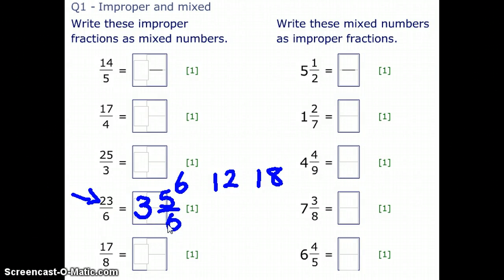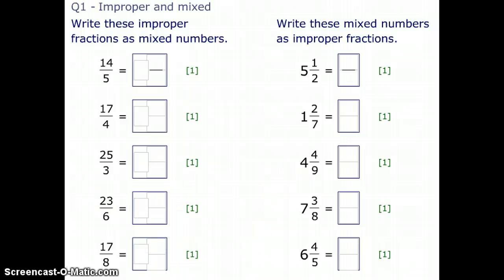Last one. We've got 17/8. Again, I'm going to write up my times table. 8, 16. Again, I stop because 24 would be the next number. So I can see I can take out 2 wholes, and I have 1/8 remaining because I've used 16 of them and I only had 17 to start with.